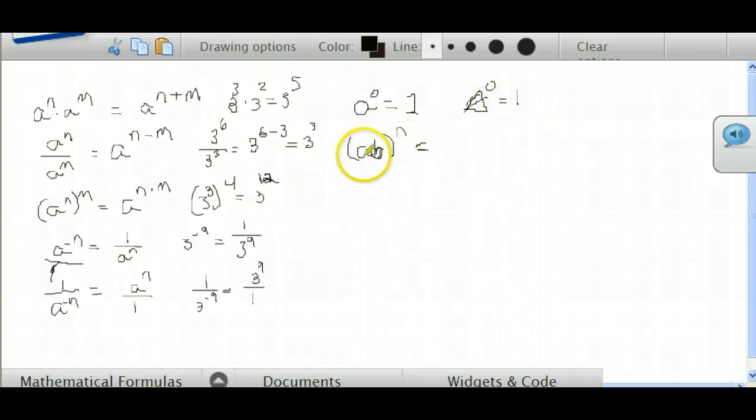On this last one, you have a times b on the inside of the parentheses with an n on the outside. Now, what are the powers of the numbers on the inside? 1. That's something you need to always know. And so the n on the outside gets multiplied times the powers and not the actual letters a, b. So what you're going to have is a to the n times b to the n. And that's what that one is.